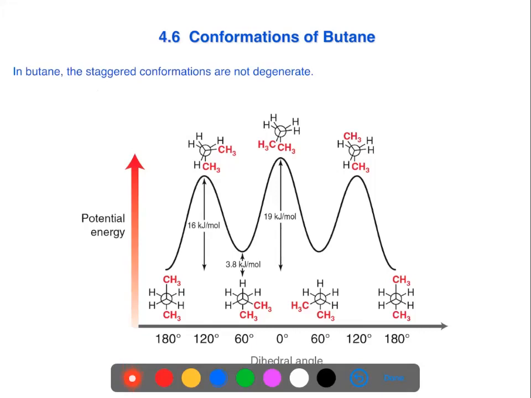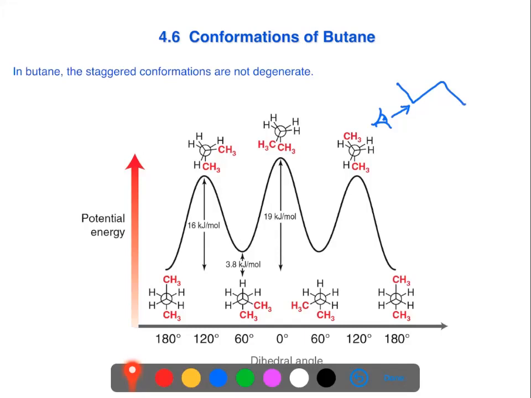So butane represents a four-carbon alkane, and in this example, we're looking down again the C2-C3 bond axis. And so on the carbon in front, we have a methyl group and two hydrogens, and on the carbon in back, we also have a methyl group and two hydrogens.